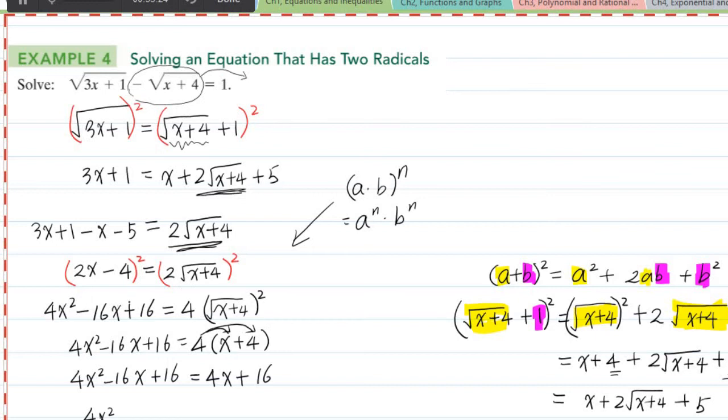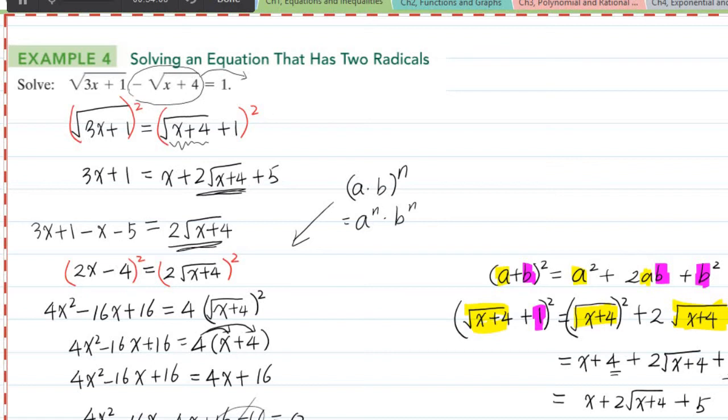So make it a little bit better looking, distribution. And now we're going to move everything to the left. So we're going to have minus 16x, positive 4x, that will be subtract 4x. You go to the other side, it becomes negative, and then we're going to have plus 16. Plus 16 plus 16, they're going to be gone. So the right side will be 0. So we're going to have 4x squared minus 20x equals 0.